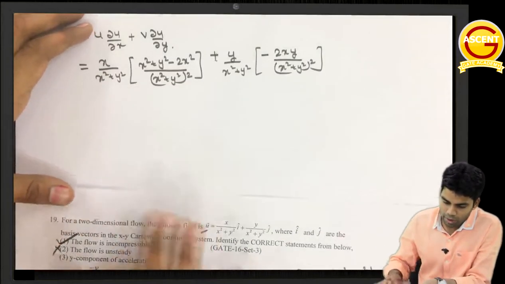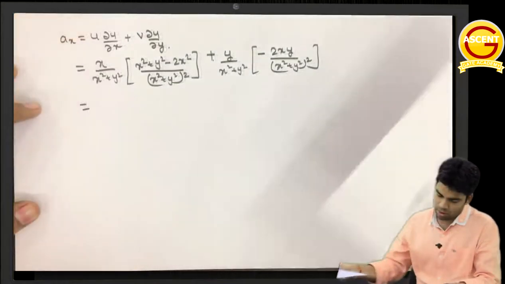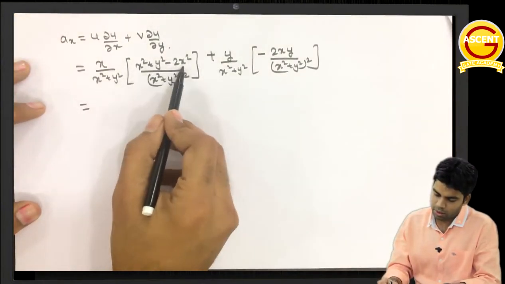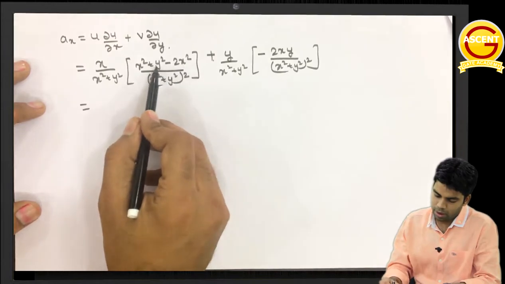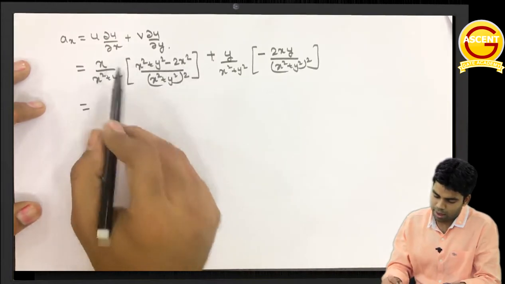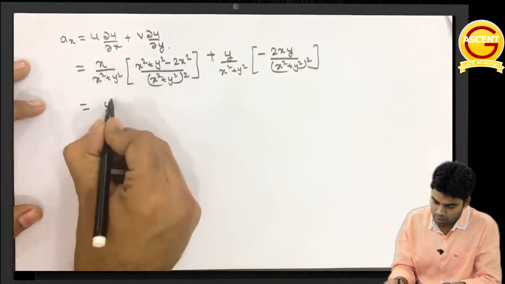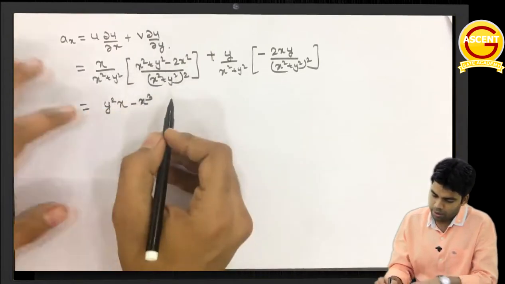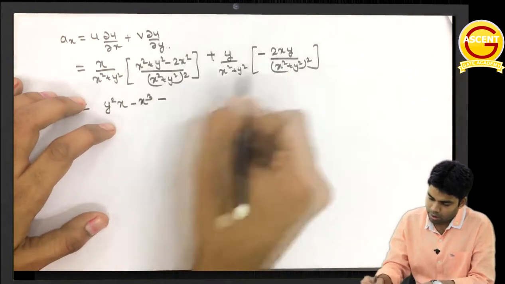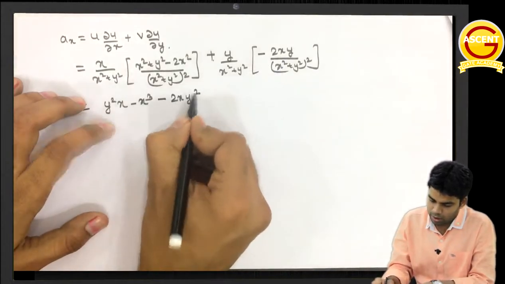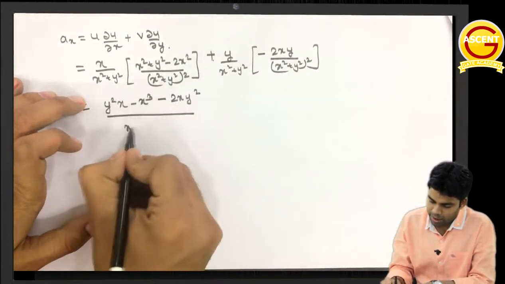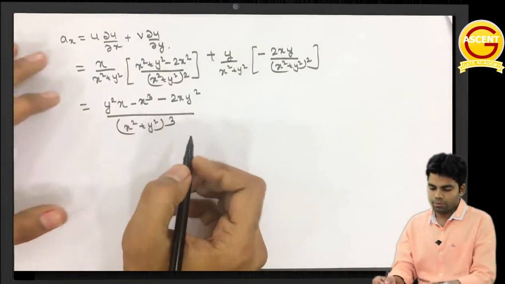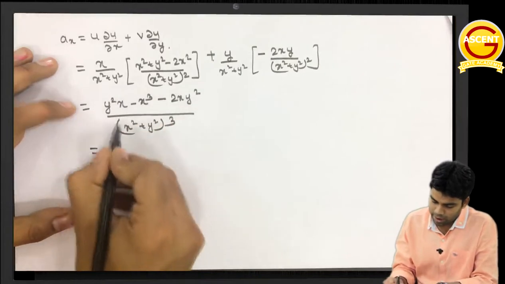Okay, so on solving this, what we'll get here is x square minus 2x square, which is y square minus x square. And when I multiply this by x, I will get y square x minus x cube, minus 2xy square, divided by (x square plus y square) whole cube. Clear or not? Now further from here x can be taken as common.